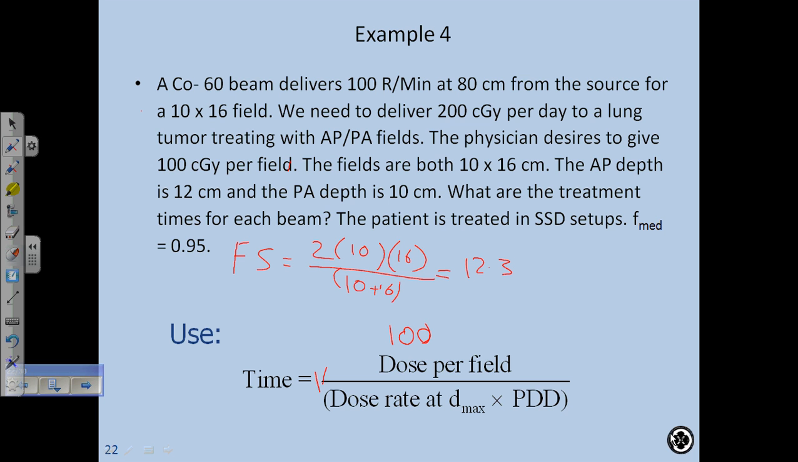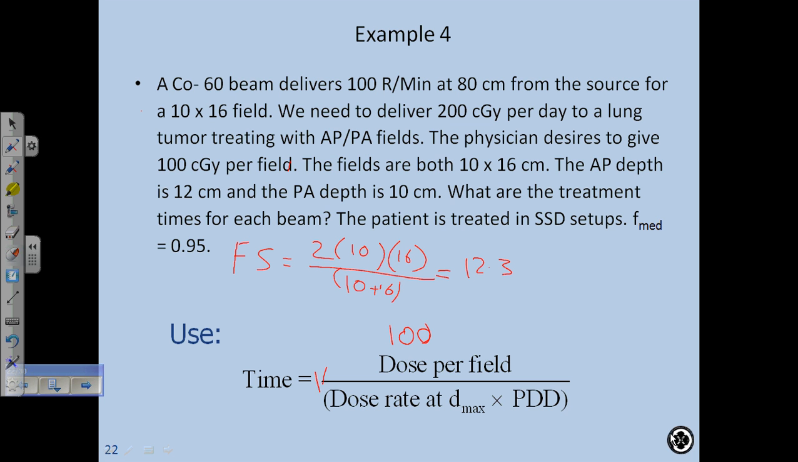So we go to our table, we have a 12.3 by 12.3. Do we just use the 12 by 12 or do we extrapolate from the table? You could just use a 12 by 12. Okay, we have a depth of 12. We have a field size, we have a depth, and we have an exposure rate.